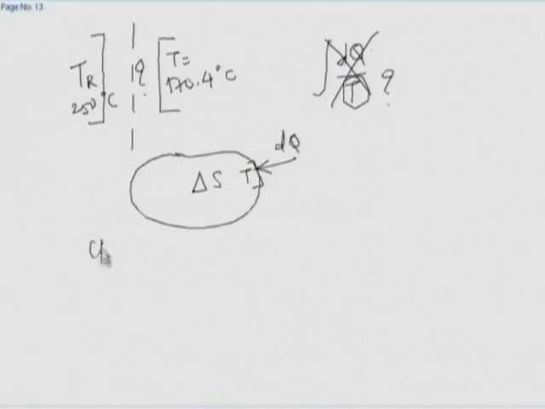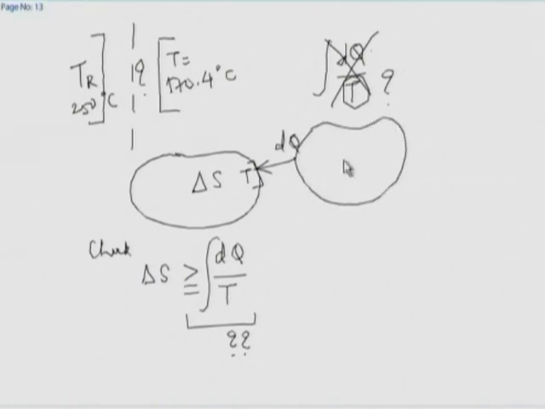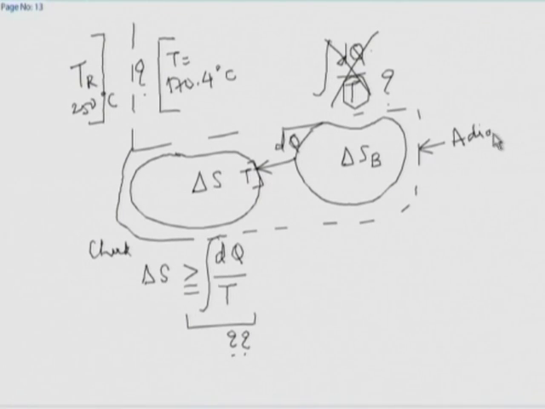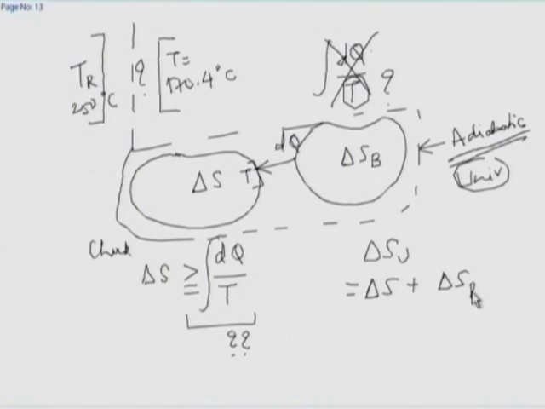So, either we check whether delta S is greater than or equal to the integral of dQ by T. But if this cannot be evaluated because of such confusion, then this dQ comes from some other system that will have a delta S_B associated with it, and then we consider the whole system and go on adding systems till we get an adiabatic super system known as the universe. All that we check is delta S universe, which is delta S plus delta S_B, to be greater than or equal to 0. The requirement is precisely that.